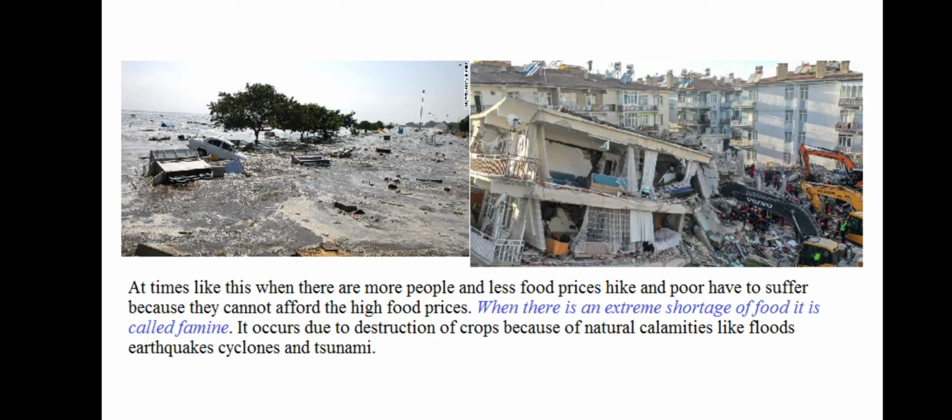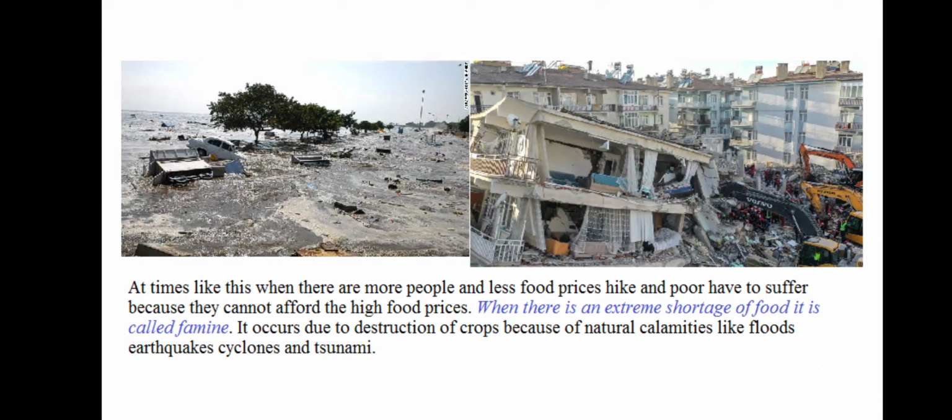On the right picture, you can see it's because of an earthquake. So at times like this, when there are more people and less food, there is a price hike, and the poor have to suffer because they cannot afford the food prices. When there is extreme shortage of food, it is called famine. It occurs due to destruction of crops because of natural calamities like flood, earthquake, cyclone, and tsunami.